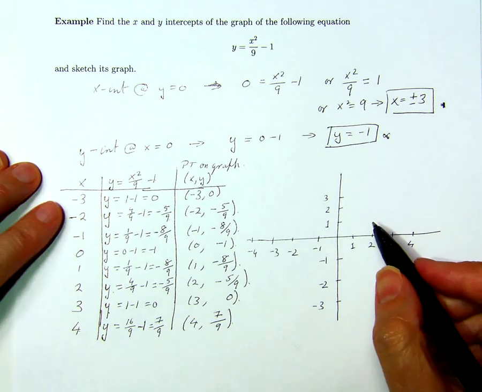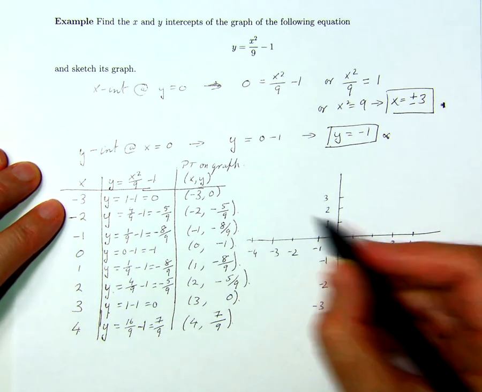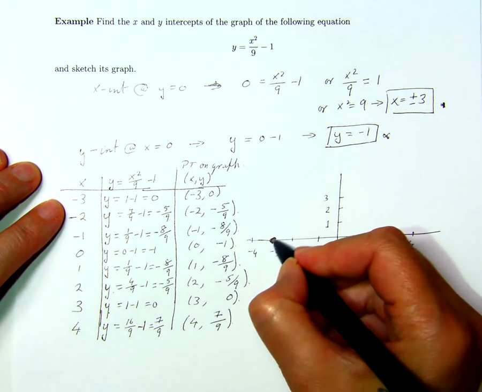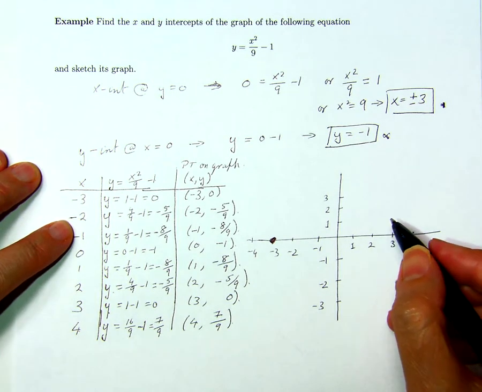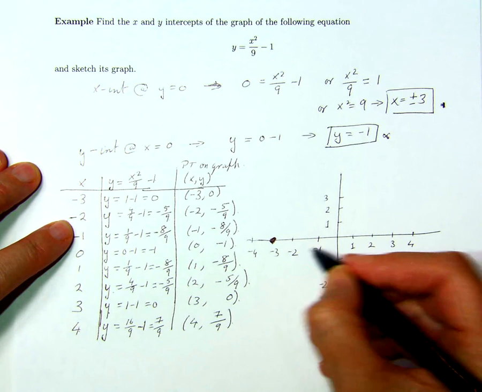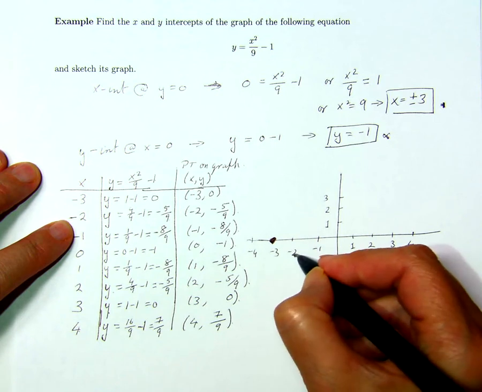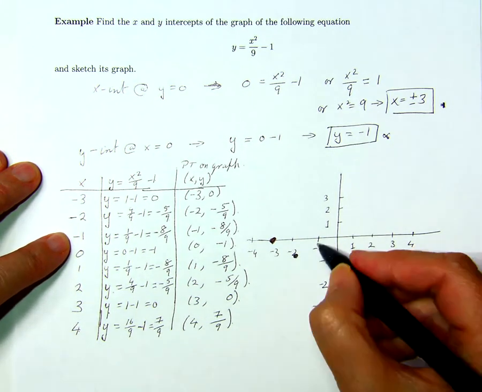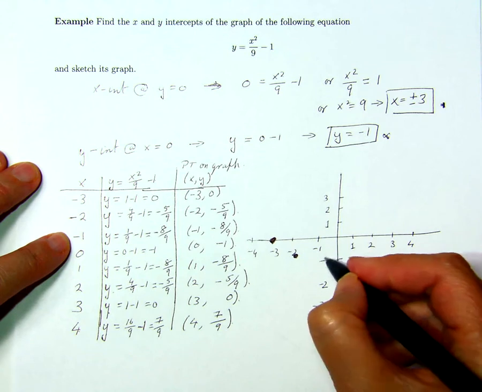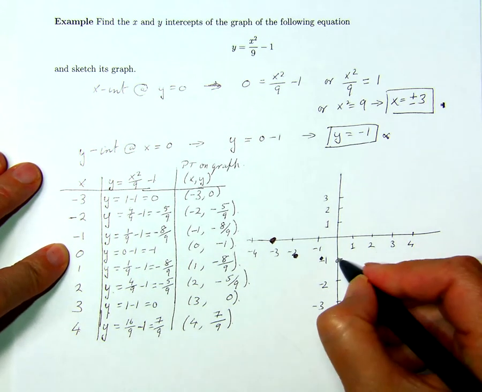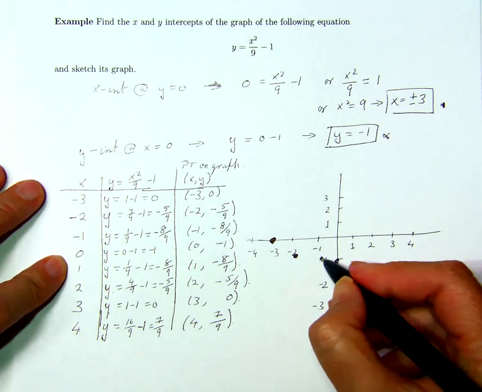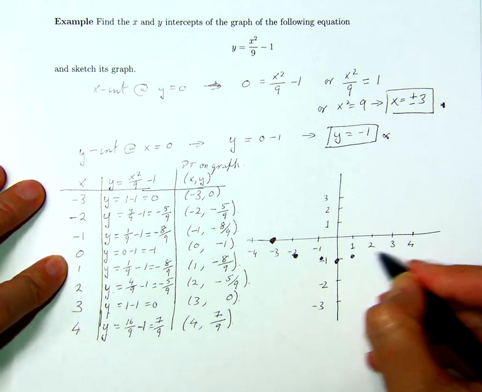Okay, so our first point is minus 3, 0. That gives me a point on the graph. Minus 2, negative 5 over 9. That's a little more than negative 1/2, so that's about here. Minus 1, minus 8 over 9. It's about here. 0, minus 1 is here. 1, minus 8 over 9 is about here.